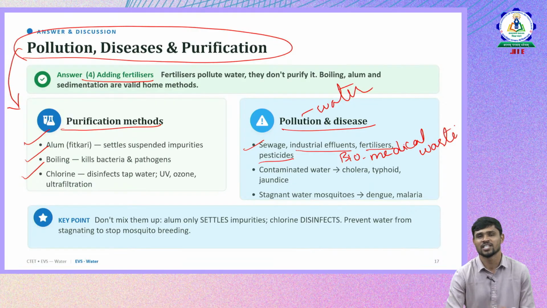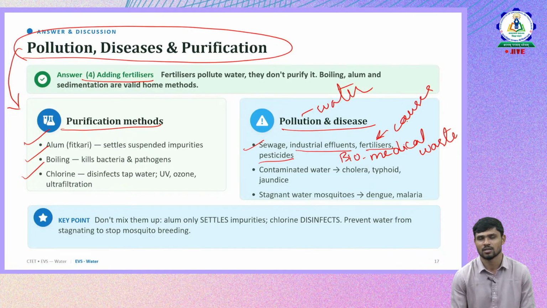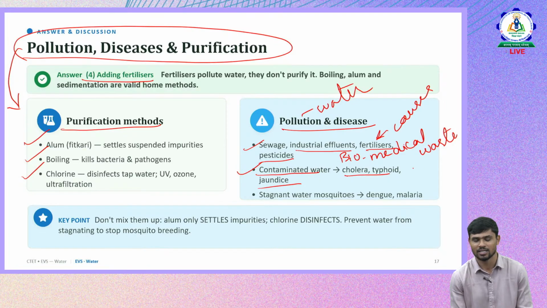Biomedical waste, the waste that comes from hospitals and medical centers. So including all these are the causes. Okay, all these are causes. And after pollution, the water becomes contaminated and it leads to diseases like cholera, typhoid, jaundice.